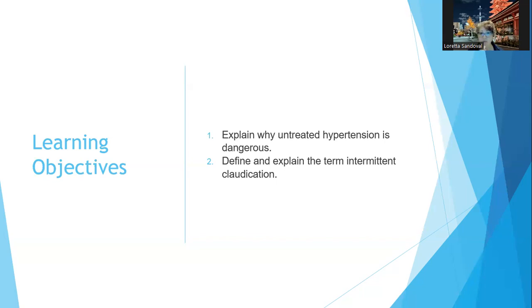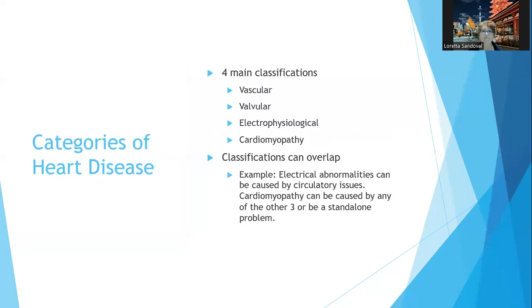So one of the learning objectives is to explain why untreated hypertension is dangerous and to define and explain the term intermittent claudication. Intermittent claudication has more to do with peripheral artery disease. So in this section, we're going to talk about hypertension. We're going to talk about arterial and venous disease. And so it's probably going to be two separate recordings, starting with hypertension.